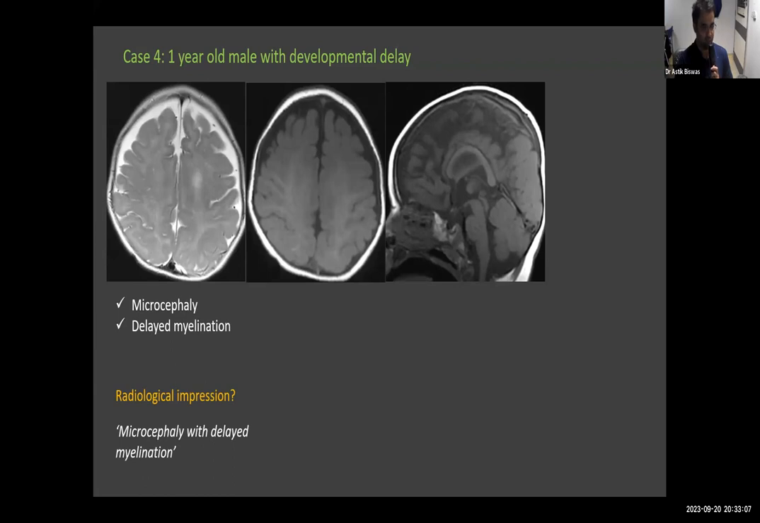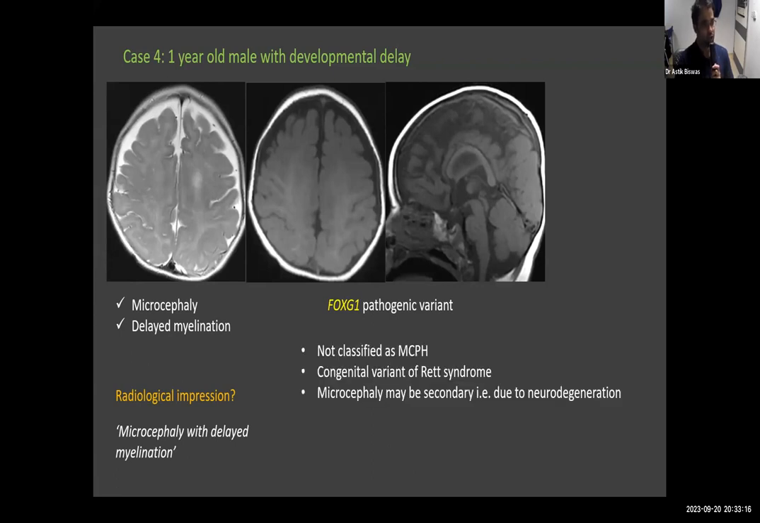The clinical history was important in this case. This patient presented with a Rett-like syndrome and turned out to have a FOXG1 mutation. So FOXG1 is not one of the primary microcephalies. It's a congenital variant of Rett syndrome. And the important point here is that microcephaly may be secondary, that is due to degeneration. They can be both primary and secondary components here. It might start off as being small and progress at the same time. So they can be both components.